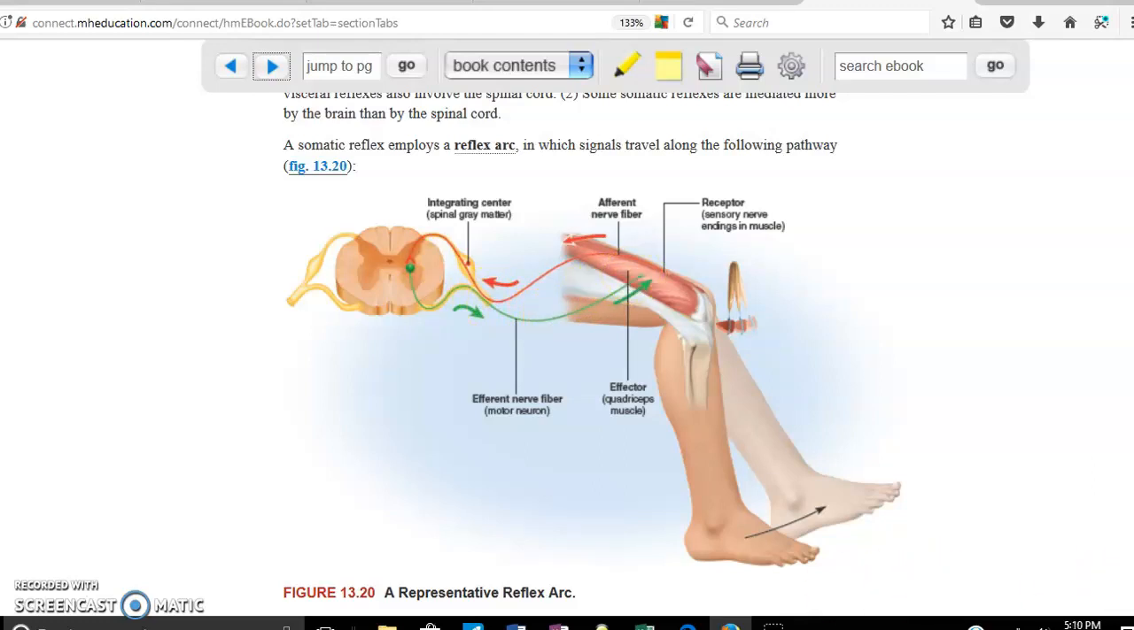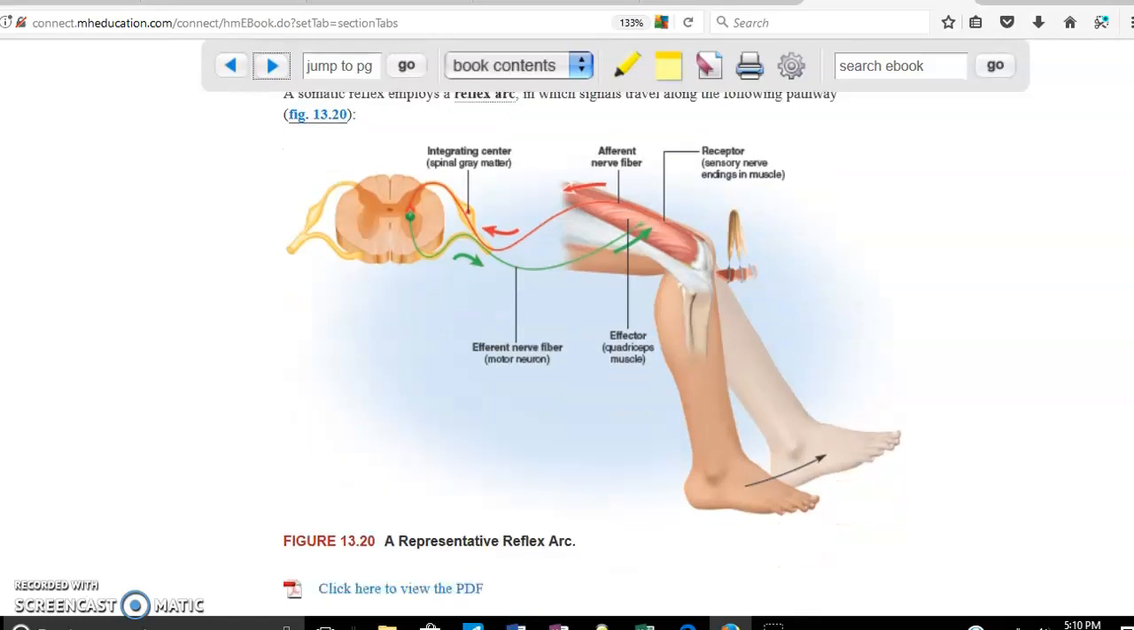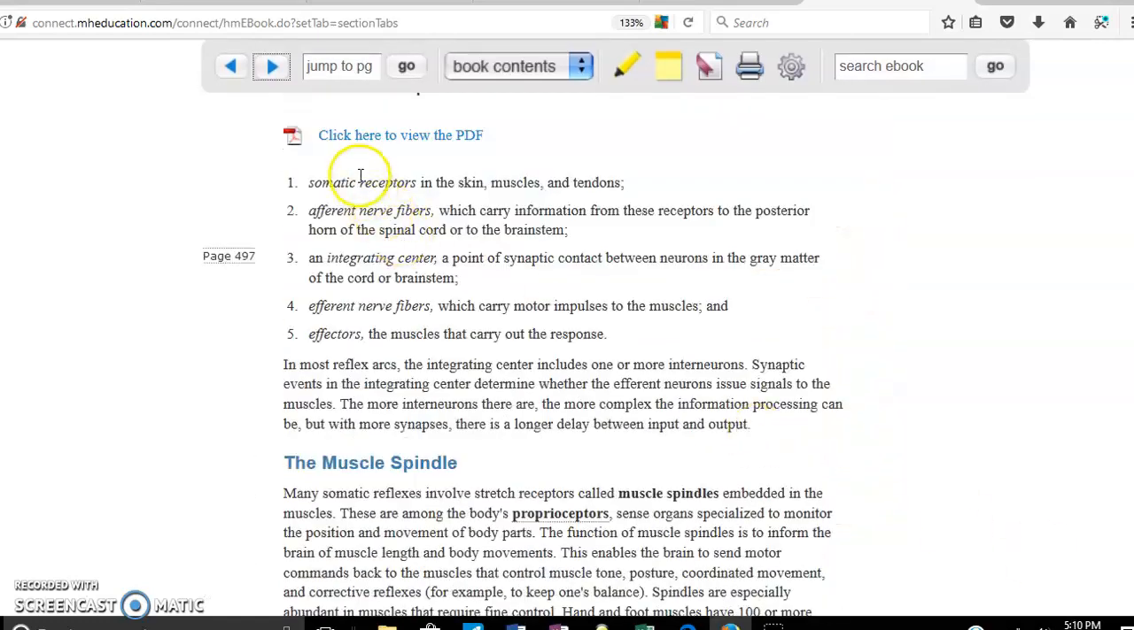So if we keep scrolling down, we're going to see the different parts again. Right here, as I told you before, there are 5 pieces. The first one is the receptor. Then you have an afferent nerve, which is the sensory nerve. Afferent means that it goes inside. Then the integrating center, where you have the interneuron in the spinal cord. You have the efferent nerve, which is the one that comes out of the spinal cord. This is going to be the motor nerve that helps you move your muscle. And the effector is going to be the muscle.